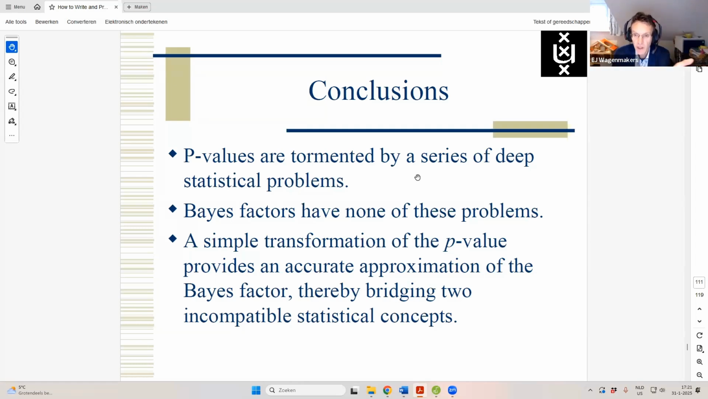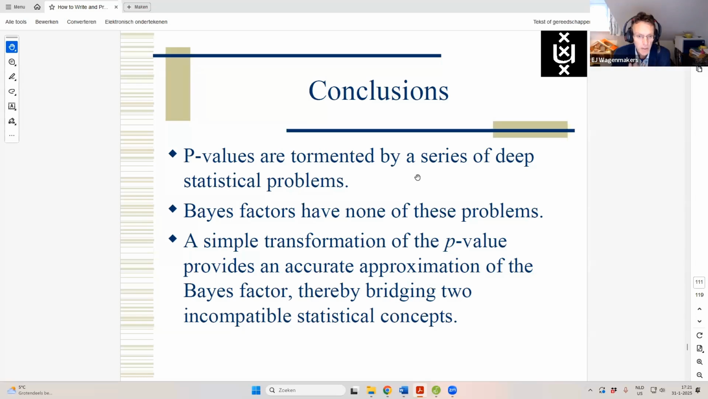Bayes factors do not have any of those p-value problems. But miraculously, this very simple transformation of the p-value provides an accurate approximation of the Bayes factor. It really came as a complete surprise to me that it did so well and that we can bridge these two incompatible statistical concepts this way.